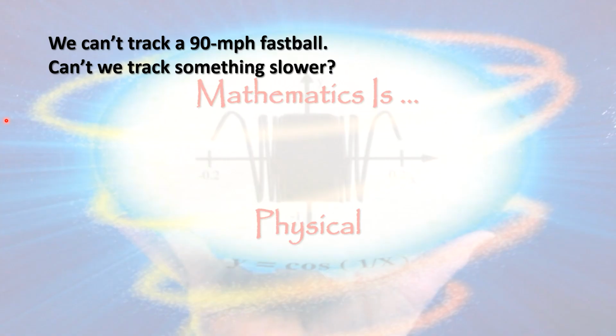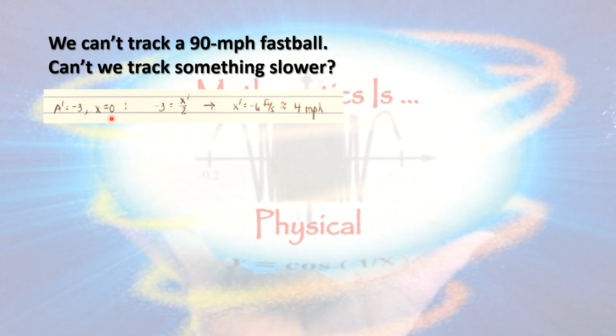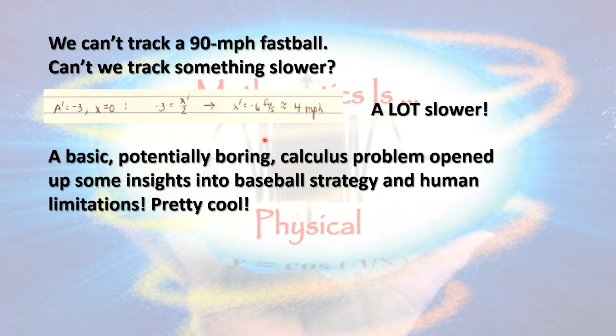For what speeds could the batter follow the ball all the way to home plate? Substitute in A prime equals 3 and x equals 0 and solve for x prime to get 6 feet per second. That's about 4 miles per hour. So even at very slow ball speeds, anything above 4 miles an hour, keeping your eye on the ball the entire way is impossible.